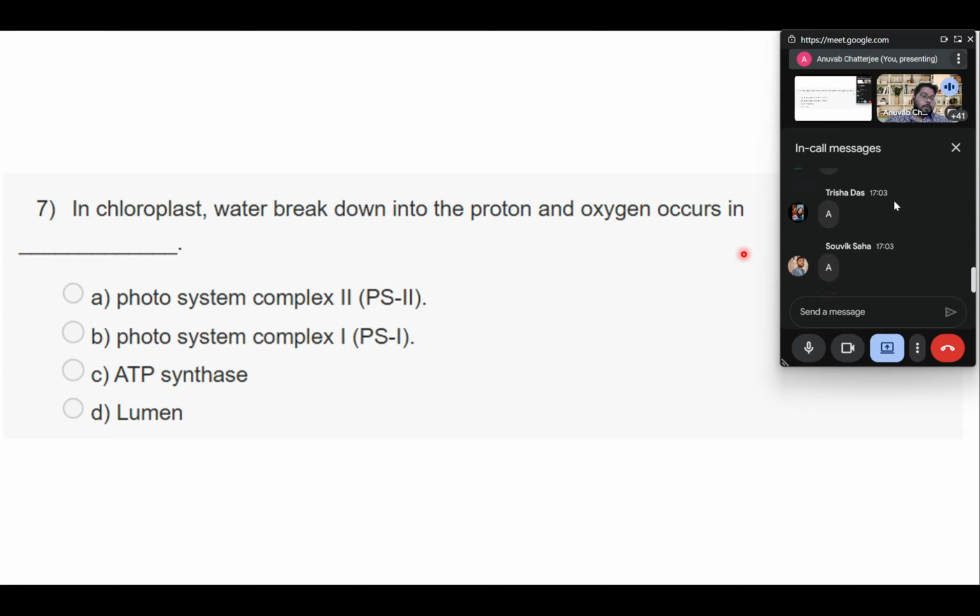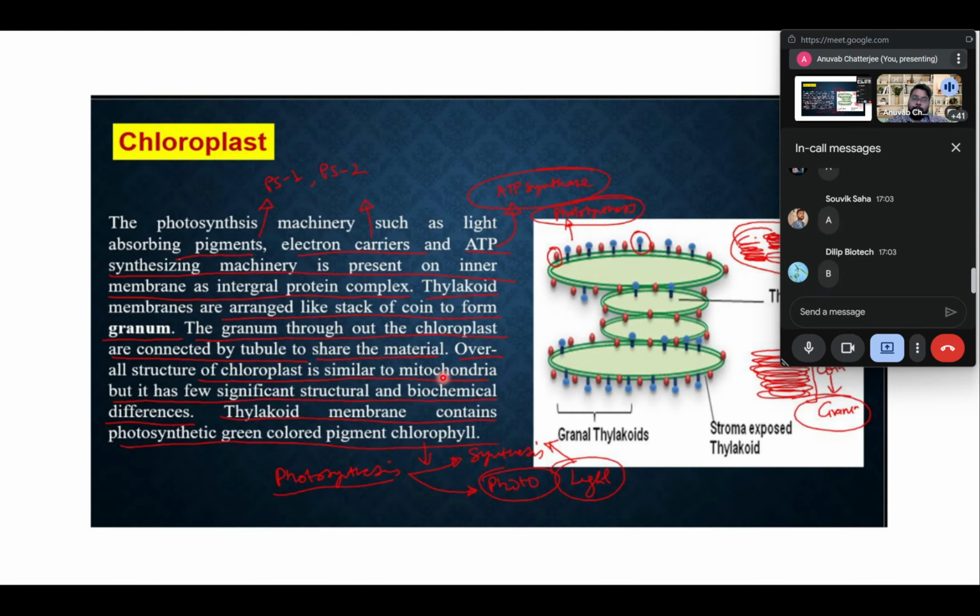Okay, so we have a lot of answers coming in. Most of them are A, which is photosystem 2. We have one option, which is B, which is photosystem 1. So let us look at it. Obviously the chloroplast is the organelle which is specific to plant cells, and here is where photosynthesis takes place using the light pigment chlorophyll.